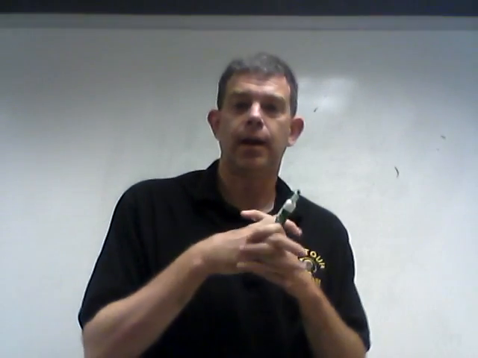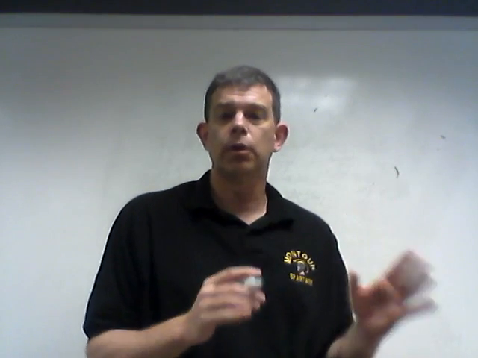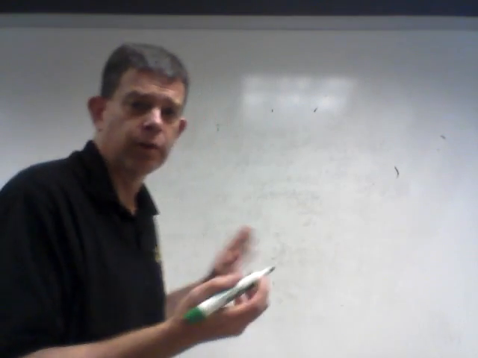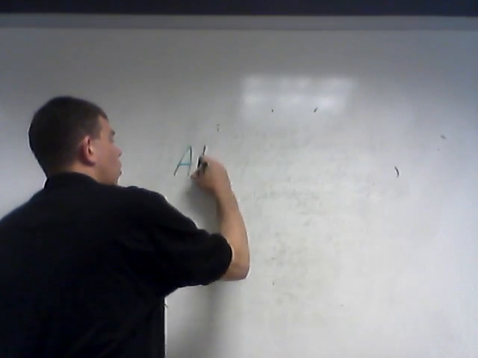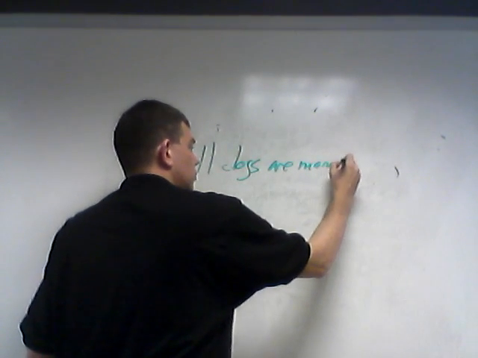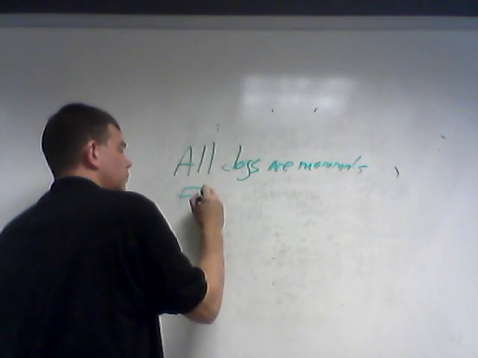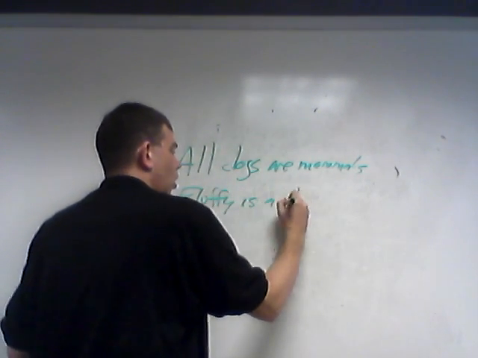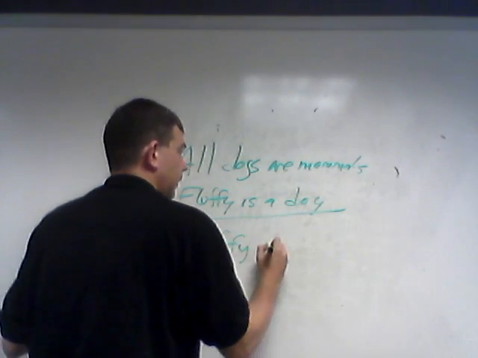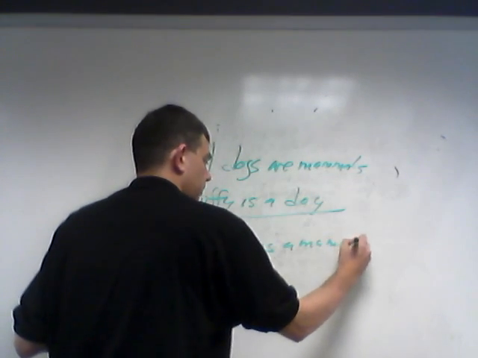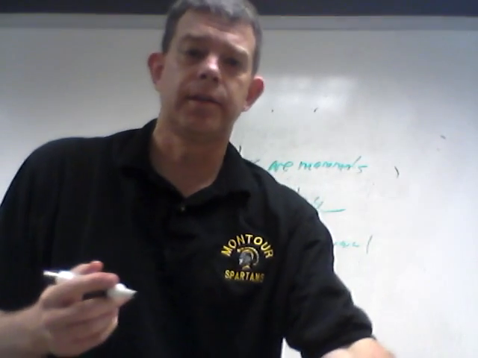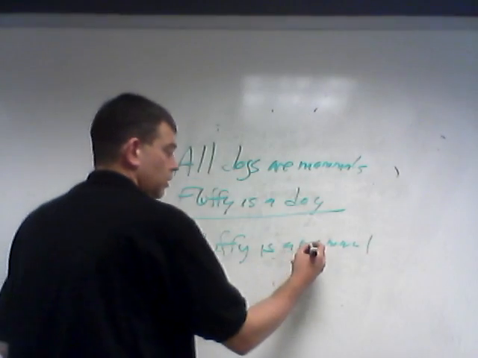Anytime you're given a categorical proposition, the first thing you want to look at is to determine how many terms you have. Most categorical syllogisms are pretty straightforward, and they look like this. All dogs, we tried this one, are mammals. Fluffy is a dog. Therefore, Fluffy is a mammal. Okay? Now, in this statement, the first thing you want to figure out is, check out your terms here, okay?